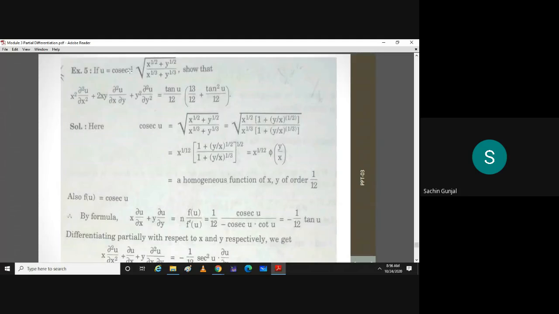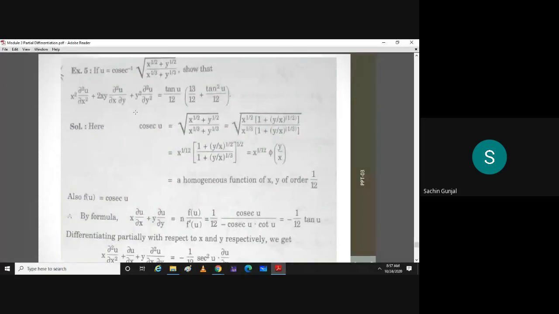So cosec u, that is the function f of u. What is the degree of the numerator here? 1 by 4. What is the degree of the denominator? 1 by 6. Please note that you will be mistaken by taking degree 1 by 2 and degree 1 by 3. Kindly consider this under root so that your n will be correct and the whole calculation will be correct.